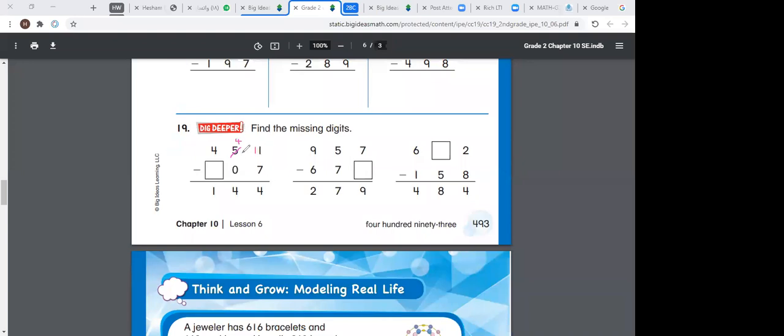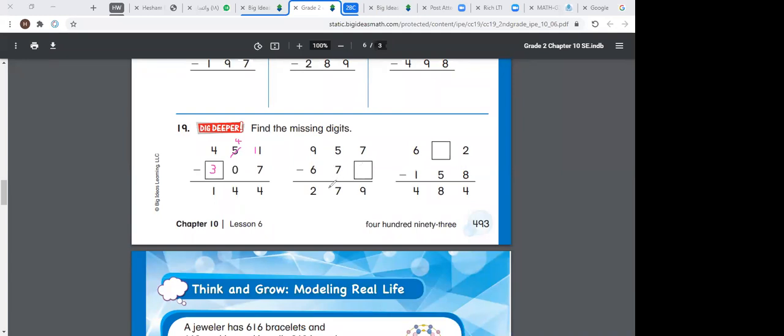That's right. 4 minus 0 equals 4. And 4 minus what number equals 1? It's 4 minus 3. 4 minus 3 equals 1. So right here, 3. Now let's answer the next one.